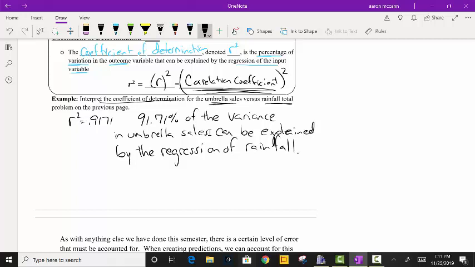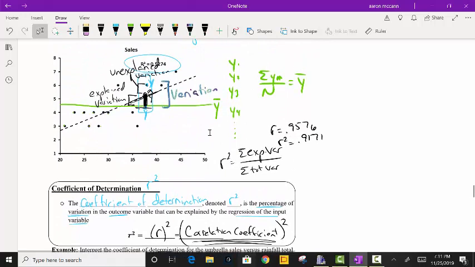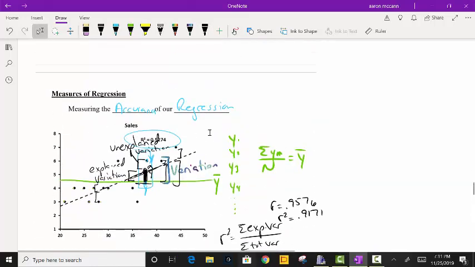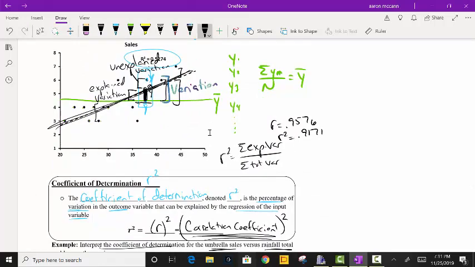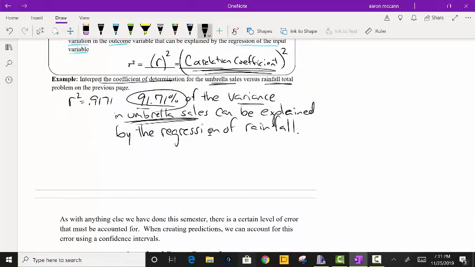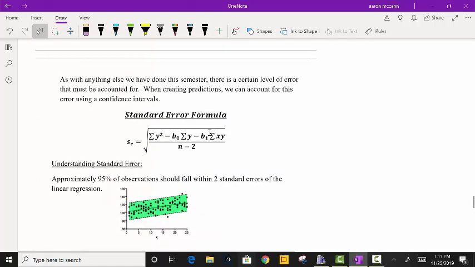Okay, and that's a big statement because we're saying, okay, we're admitting that umbrella cells vary from month to month. There's a certain amount of variance in umbrella cells. But what we're saying is using the line of best fit, we can explain 91.71% of that variance. So if we were to take all these variances and compare them, we can figure out 91.71% of the variation using this line of best fit. So that typically means that we have a pretty accurate line of best fit.